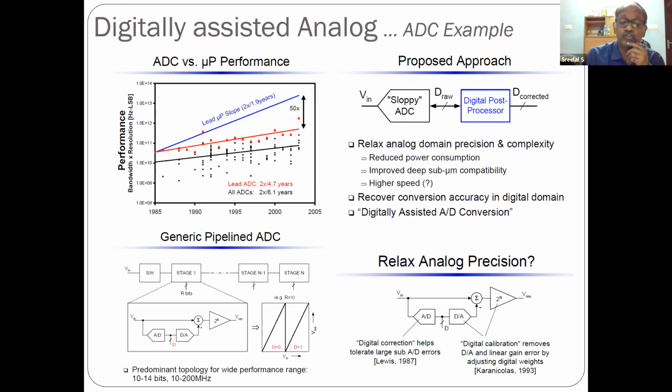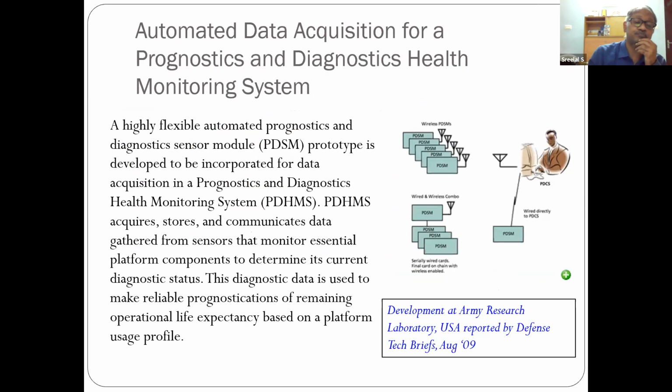digitally assisted analog. So this way we will be able to relax the analog precision also, or relax the demands on the analog circuitry and move some of the functions onto the digital circuitry, which can easily scale according to the technology.